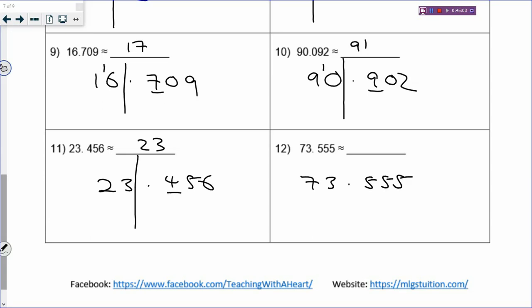73.555. Where do you draw the line to show the whole number? Over here, in front of the decimal point. And then you look at this place value. Is it 5 and bigger? Yes, add 1. And you get 74. Okay, got it? Alright. Okay, so let's go to another example.